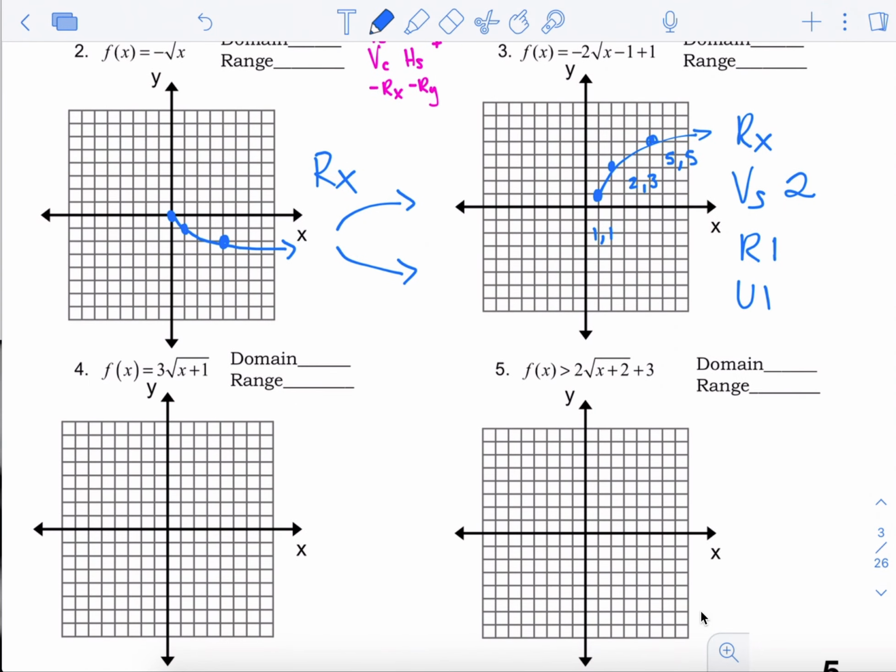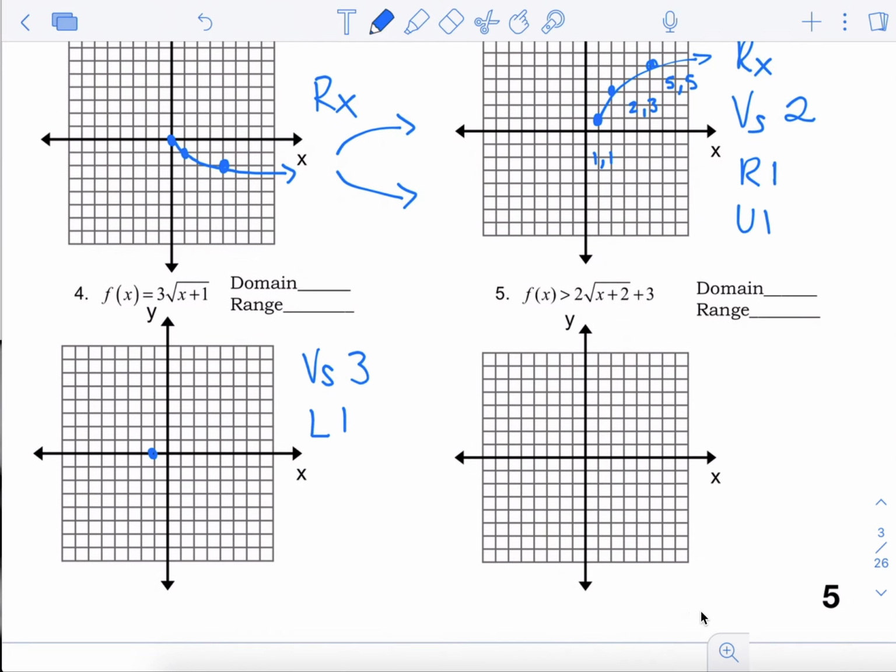Problem number 4, I have a 3 out front. Again, that's a vertical stretch by 3. I have a +1 under the square root, which means I'm going to go left 1. So I don't go up or down at all. My vertex or my starting point is just going to go left 1 space. And we're going to follow that same stretch again.